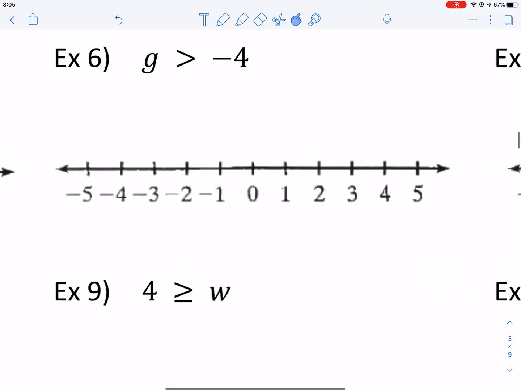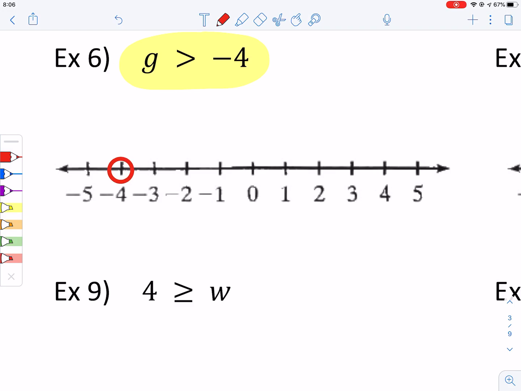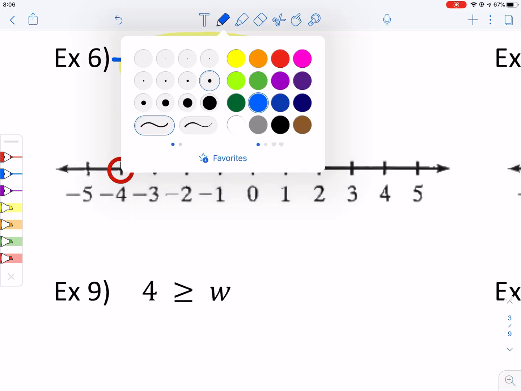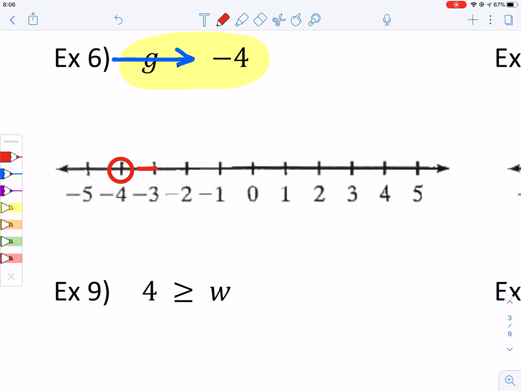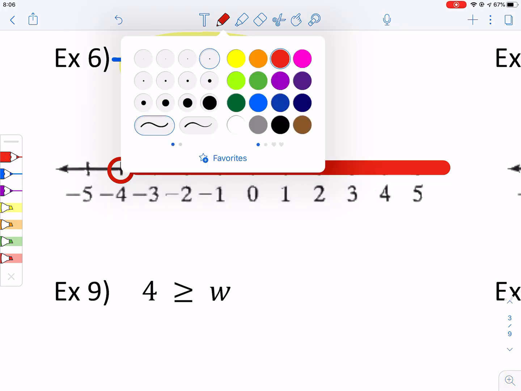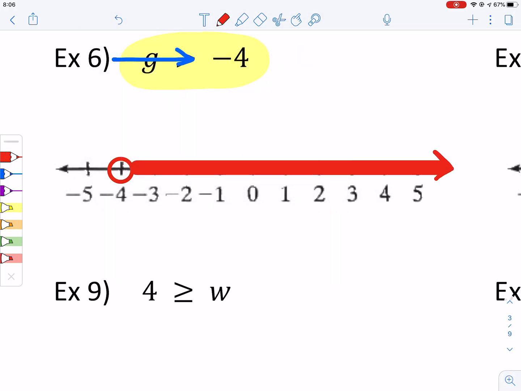Okay, let's try number 6. So g is greater than -4. So I need all numbers that are bigger than -4, but notice this one does not have the equal to sign below it, so do not color it in. So give me an open circle on -4, and then notice the variable comes first, so I can use my arrow trick. So let's turn this guy into an arrow. Notice your arrow is pointing to the right, so then on my number line, I'm going to shade to the right. So I need all numbers that are greater than -4, so I need an open circle on -4 and then shade it to the right.